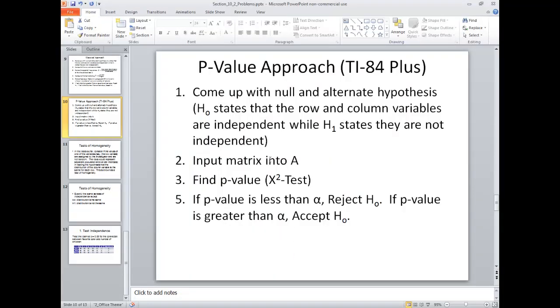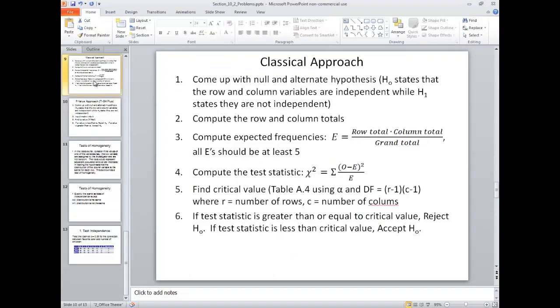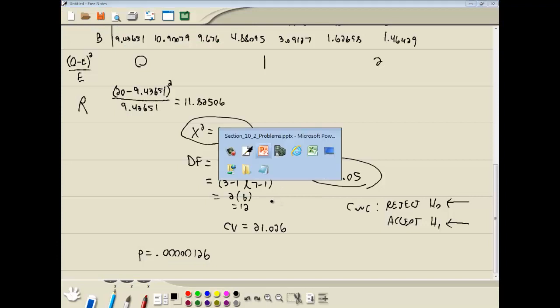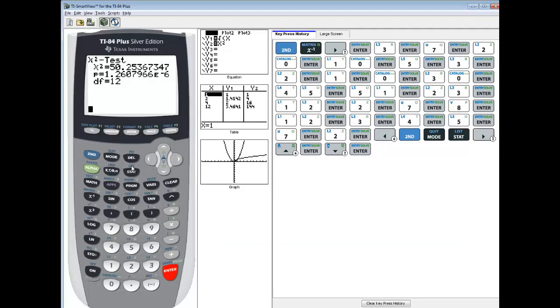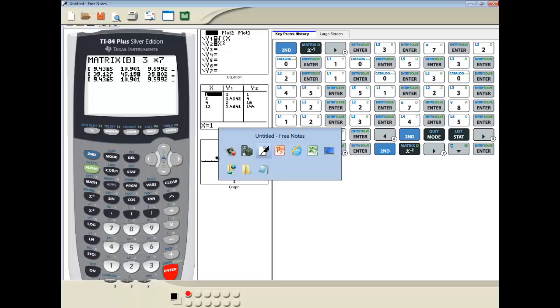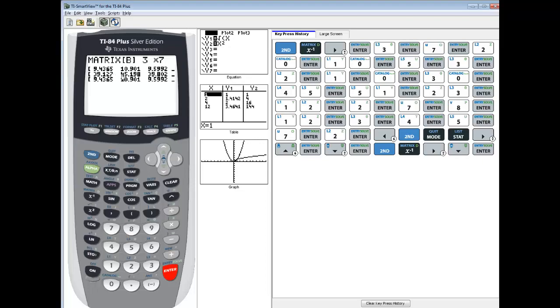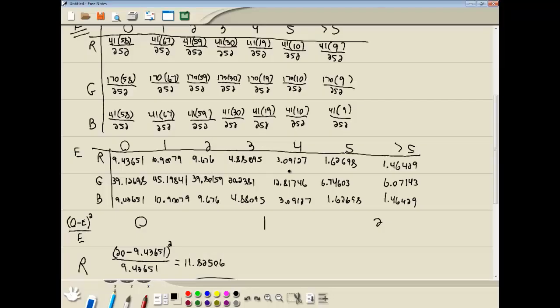Now, remember the condition up above. We said all of our expected frequencies should be at least 5. Well, how would you verify that on the calculator? It puts the expected in B. So if I do second x negative 1, and I right arrow twice over to edit, and down arrow to B, and press enter, you're going to see all the expected frequencies. These right here. 9.4365, 10.901, and so forth.